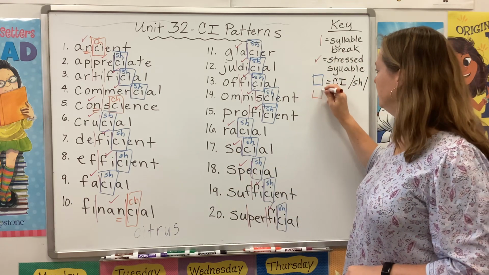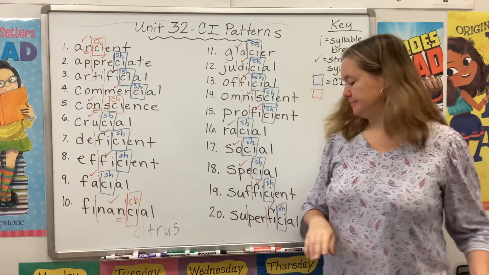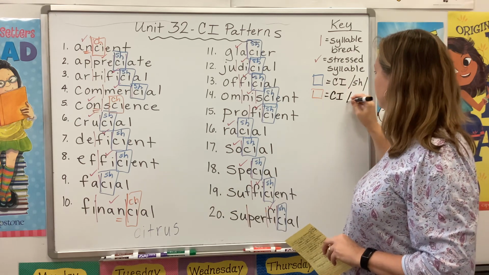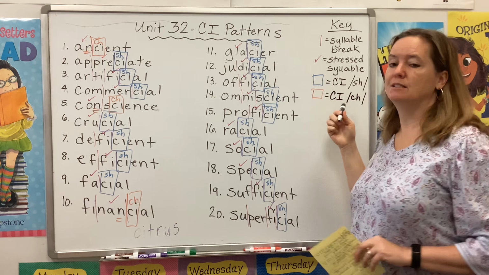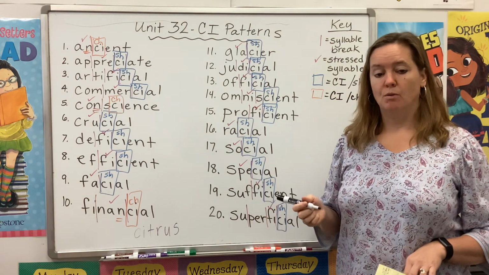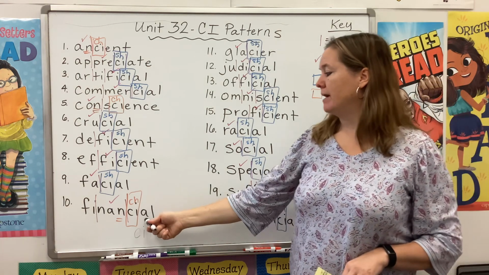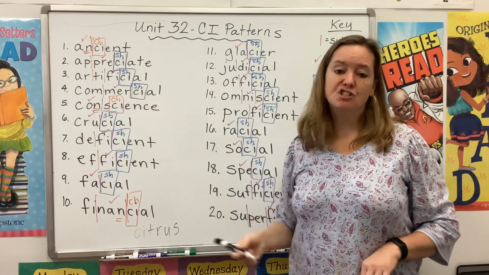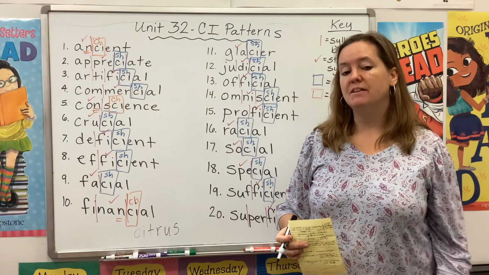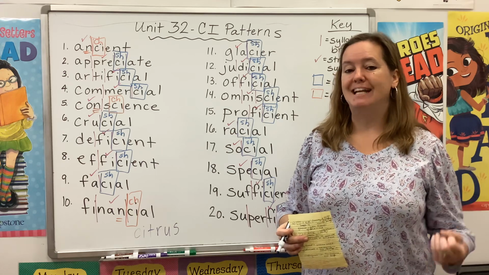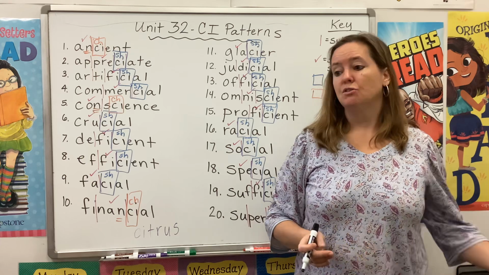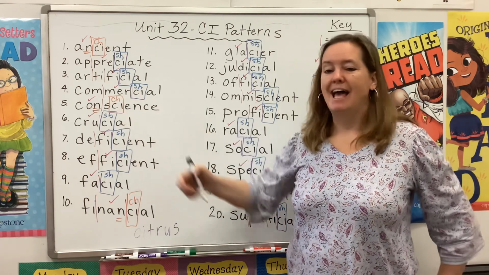So over here, brown box equals CI, but this time it's making a ch sound, okay? It's still coming right before our suffix, so its location doesn't change. The only thing that changes is there's an N sound coming before it. Okay, so let's go back to this S though.